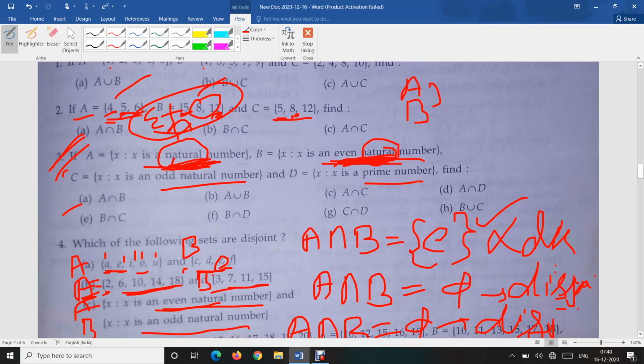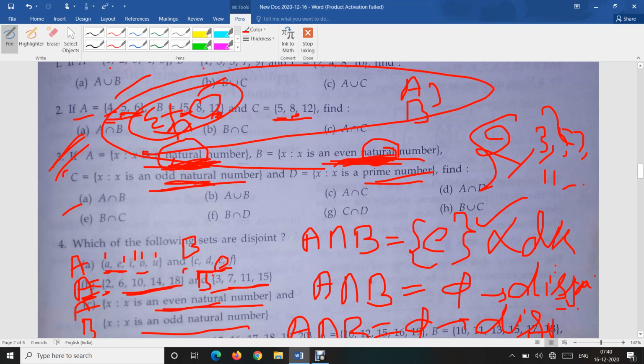Similarly, these have even natural numbers and odd natural numbers. You know odd natural numbers are 1, 3, 5, 7, 9, all these, and prime numbers are 2, 3, 5, 7, 11, and so on. So on the basis of these facts you have to try question number 3.